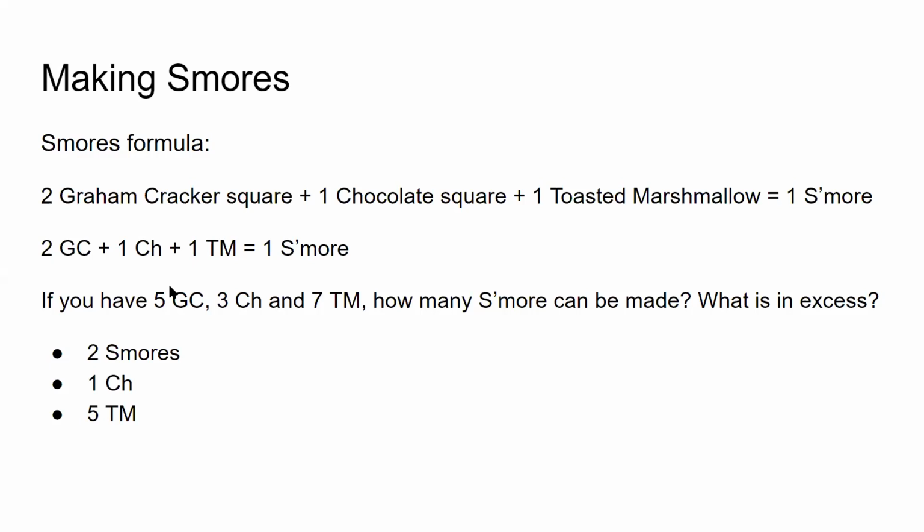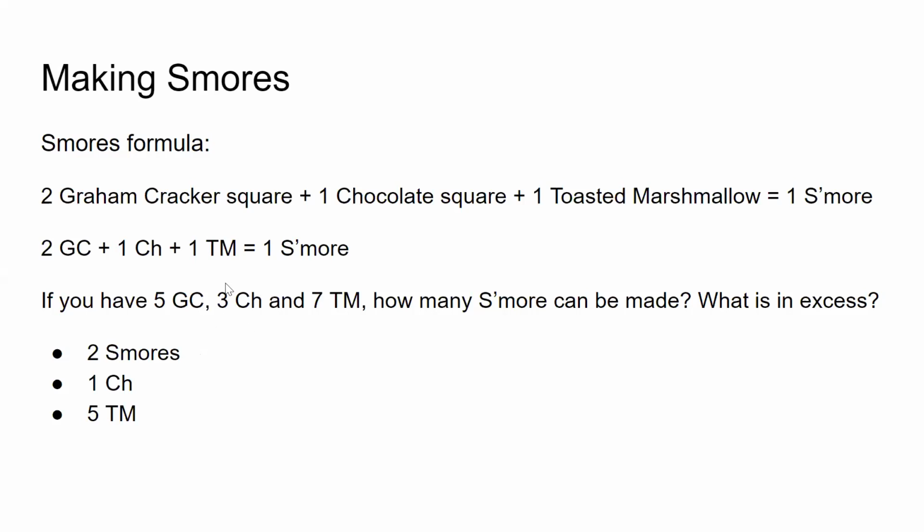Well, we really don't want to make a half s'more. So in all reality, we can make 2 s'mores from this. If chocolate was our limiting reactant, and everything else was in excess, we can make 3 s'mores from the chocolate. And finally, if we look at our toasted marshmallow, if the other ingredients were in excess, we could make 7 s'mores. But we can only make 2 because we only have 5 graham crackers. So if we can make 2 s'mores, everything else is going to be in excess. We're actually going to have 1 graham cracker left as well.